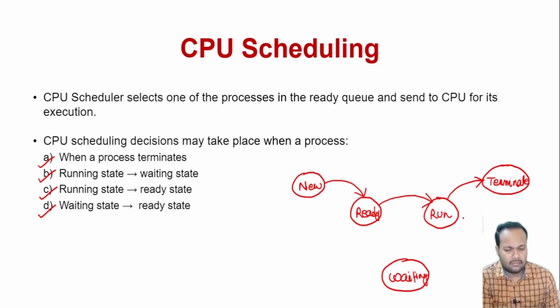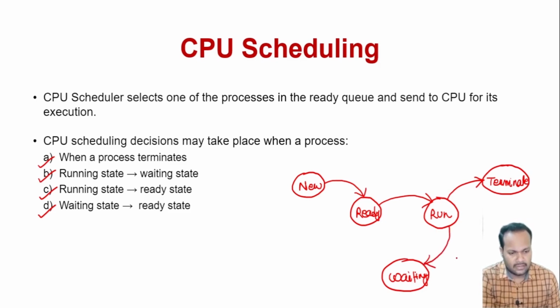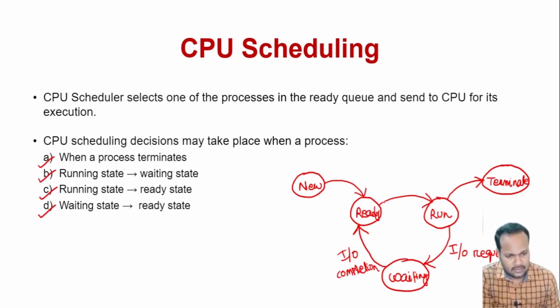But in between, when it is being executed within the CPU, it might require some resource, or it might need an IO operation. In that case, it will jump to a waiting state, upon IO request. Finally, when the IO request gets completed, it jumps back to ready, and from ready it goes to running. That is IO completion.